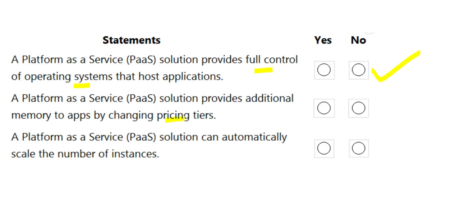You pay more, go to a higher pricing tier, you get more services, more memory. It's similar to gym memberships. You buy a gold membership, you get dedicated support from the staff. You get more resources at your disposal. You will get access to the locker room and so on. And then a PaaS solution can automatically scale the number of instances.